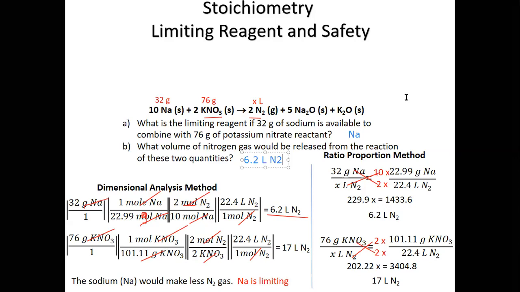We have an answer to both parts of our question. Part A, sodium is limiting. Part B, the volume that we can manufacture is 6.2 liters because we run out of sodium and the reaction would stop there. Let's take a look at a second example.